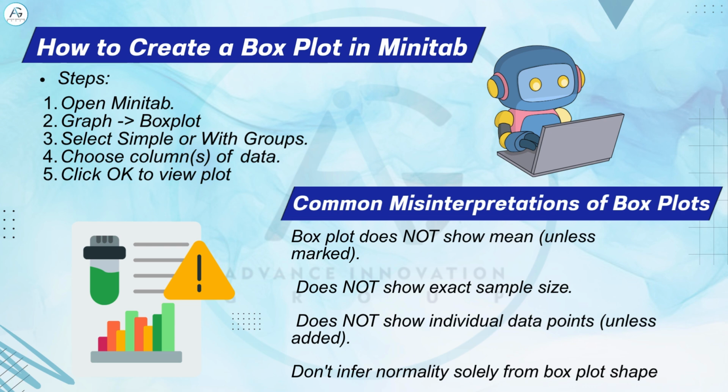Second, box plots don't show the exact sample size. Whether the dataset has 20 or 200 points, the plot looks the same unless additional annotations are made. Third, individual data points are not shown unless you choose to include them, usually as a modified box plot or a dot plot overlay. And lastly, don't assume the data is normally distributed just because the box plot looks symmetric. The shape can give clues, but it's not enough to confirm normality on its own. Understanding these limitations helps avoid incorrect conclusions and makes your analysis more reliable.